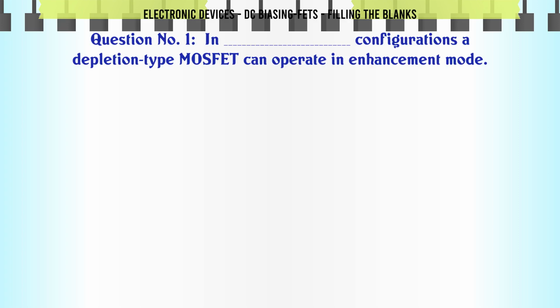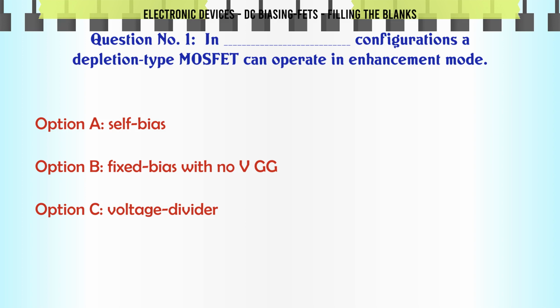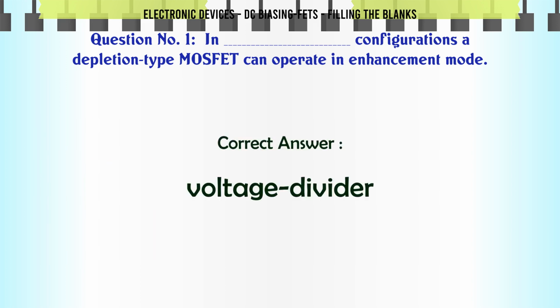In configurations, a depletion-type MOSFET can operate in enhancement mode. A. Self-bias. B. Fixed bias with no VGG. C. Voltage divider. D. None of the above. The correct answer is voltage divider.